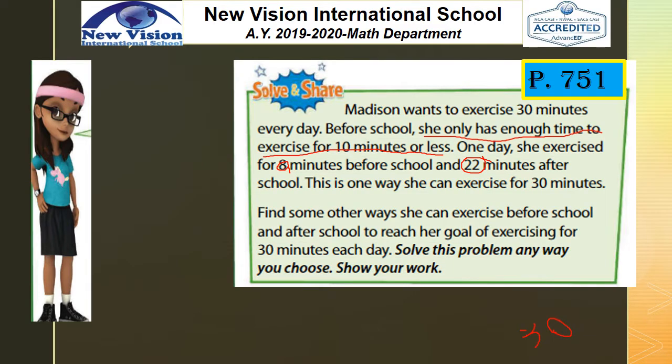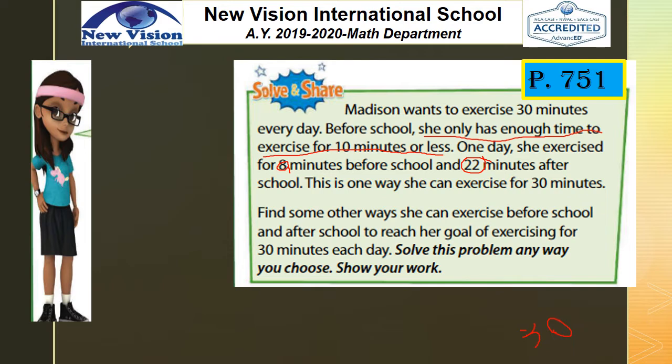Madison wants to exercise 30 minutes every day. Before school, she only has enough time to exercise for 10 minutes or less. One day, she exercised for 8 minutes before school and 22 minutes after school. This is one way she can exercise for 30 minutes. Find some other ways she can exercise before school and after school to reach her goal of exercising for 30 minutes each day. Solve this problem any way you choose.